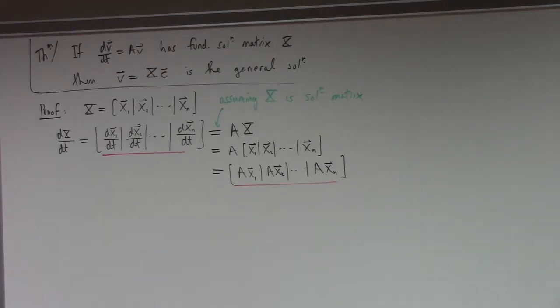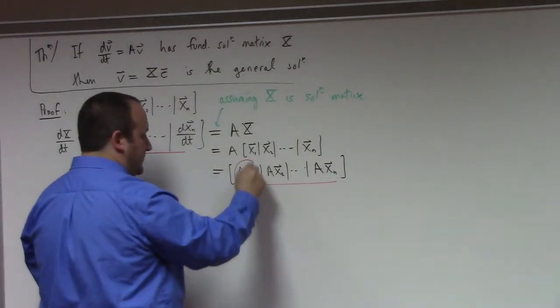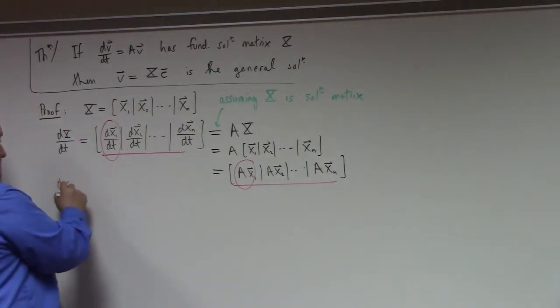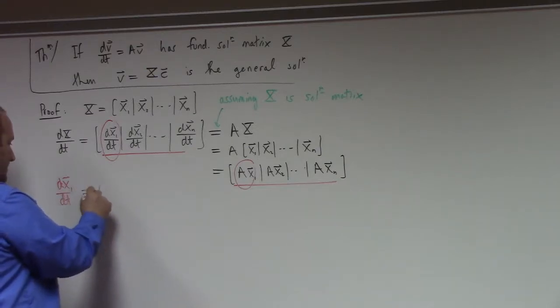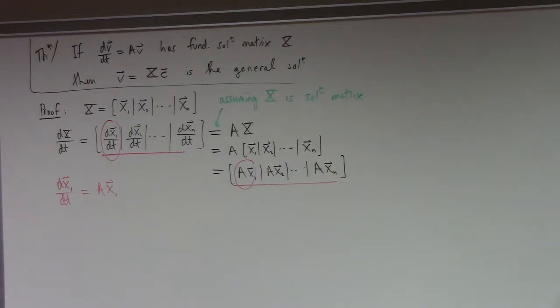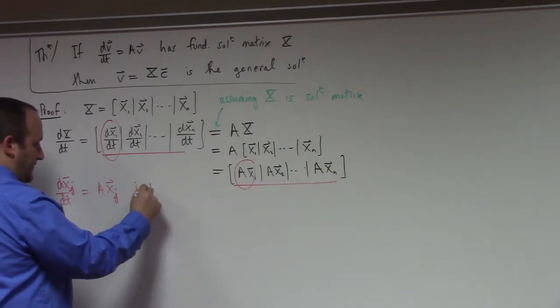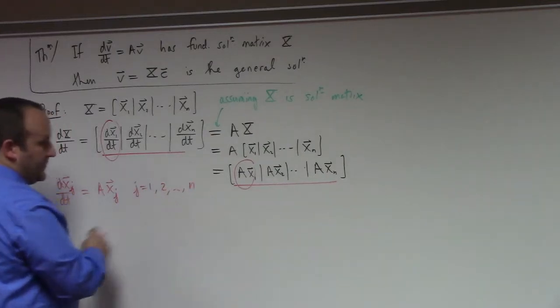We have to have the first columns match. What does the first column matching give us? This has to equal that. What's that tell us? What's that say? That says that the first column of the solution matrix is a solution to the differential equation, right? It's a vector of functions, which when you differentiate it, it gives back the system. I mean, it works. And likewise, it's the same for each one. So you can see that for j equals 1, 2, all the way out to n.